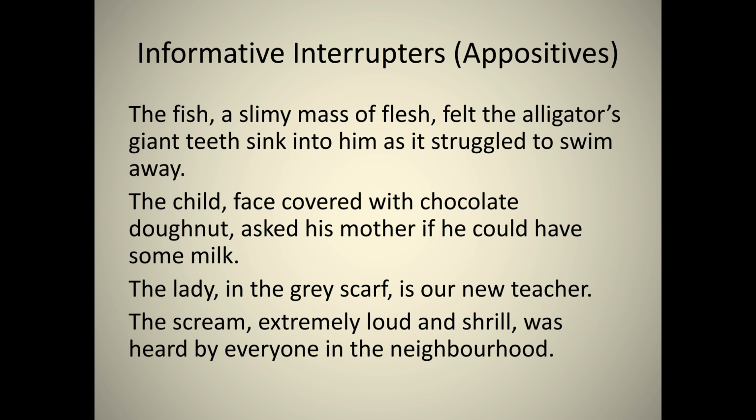So in the first sentence we have the fish, a slimy mass of flesh. A slimy mass of flesh is additional information about the fish. Then the second sentence, the child, face covered with chocolate donut. The child is a subject, and this interrupter tells us more about the child.